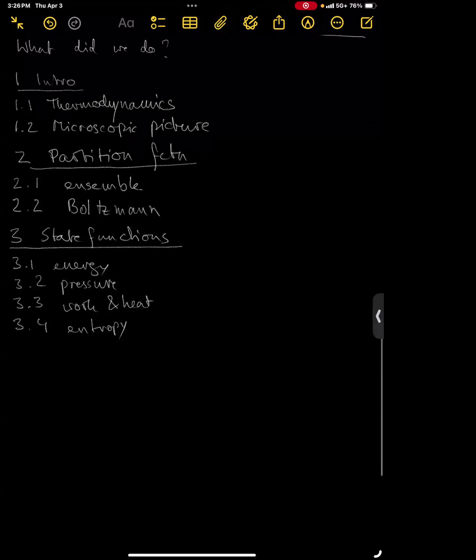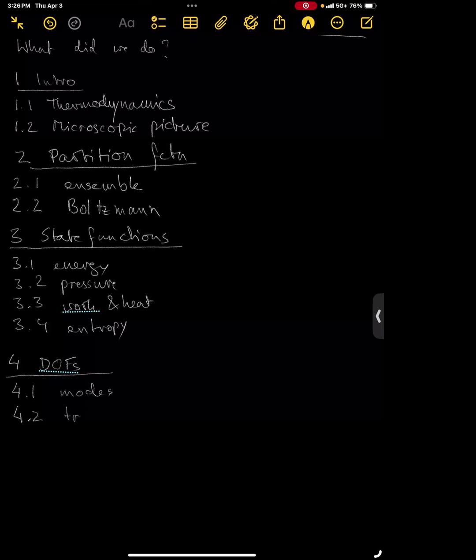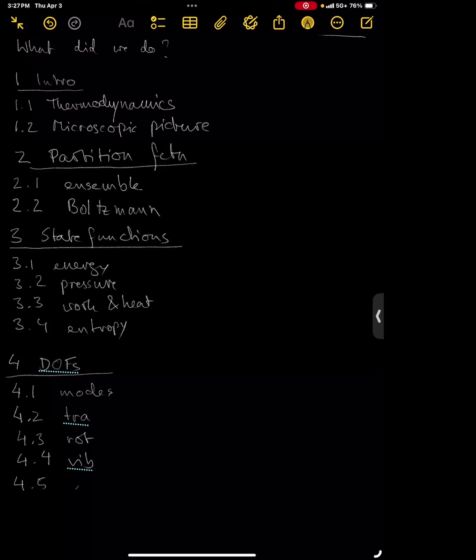So that's what we discussed in chapter 4 with the degrees of freedom, and in particular the modes of energy, where we factored out the partition function, and then we discussed the individual modes, that is the translational, the rotational, the vibrational, and the electronic partition functions.